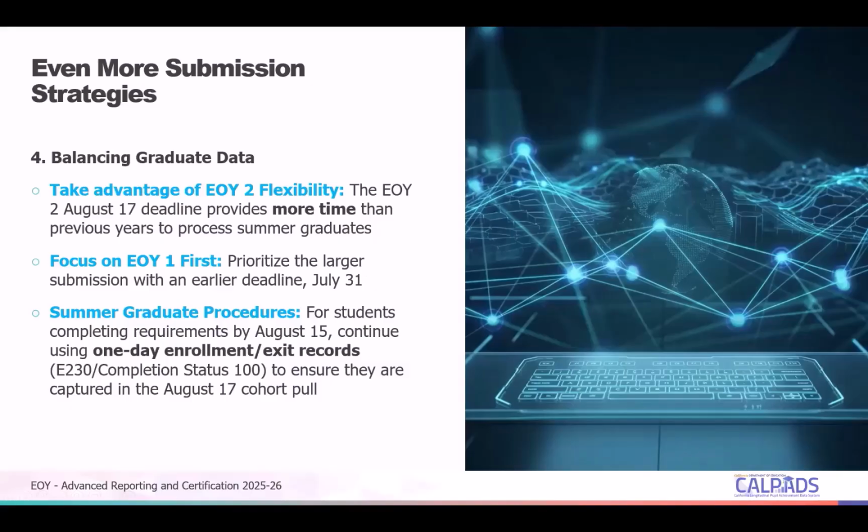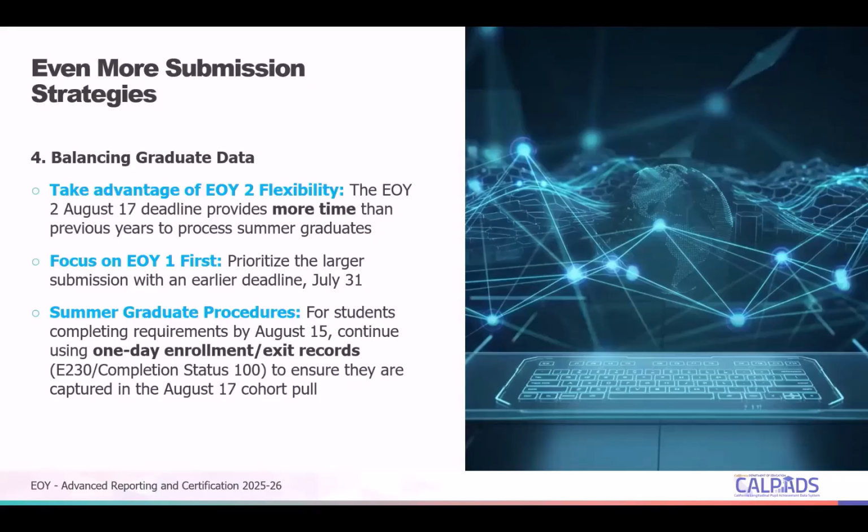Focus on end of year 1 first. Prioritize seat time data, which includes your absenteeism, cumulative enrollment, and incident counts for the earlier July 31st deadline. For your summer graduate procedures for students completing requirements by August 15, continue using one-day enrollment exit records with the E230 exit code and completion status of 100 to ensure they are captured in the August 17 cohort pull.